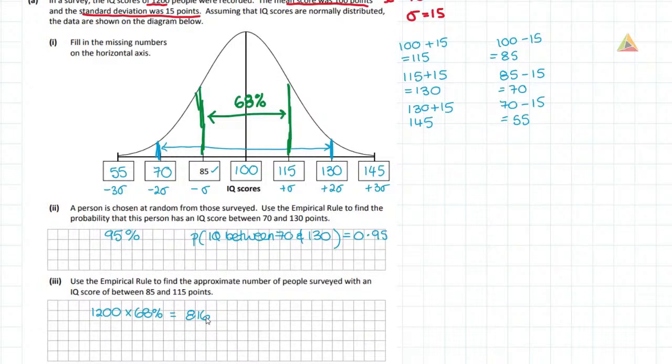So it's very important to be careful when you're using the empirical rule to answer questions like this. Both of these questions said use the empirical rule, but in one of them we were finding a probability, and in the second one we were finding the number of people. So very important to remember those percentages: 68% from 1 standard deviation below the mean and 1 standard deviation above it. 2 standard deviations below and above is 95%, and 3 standard deviations above and below is 99.7%. And that's how we use our empirical rule.